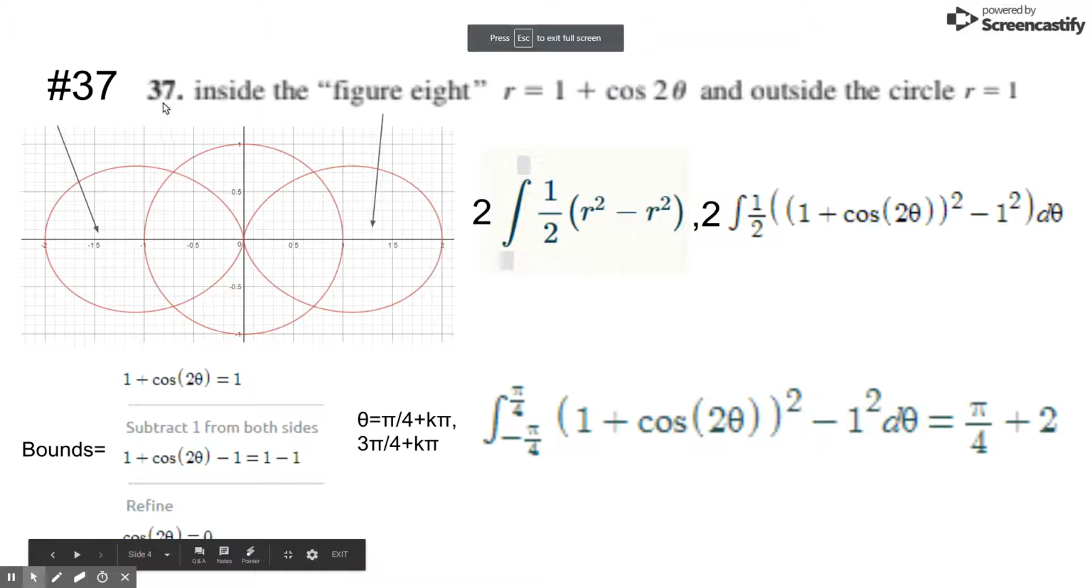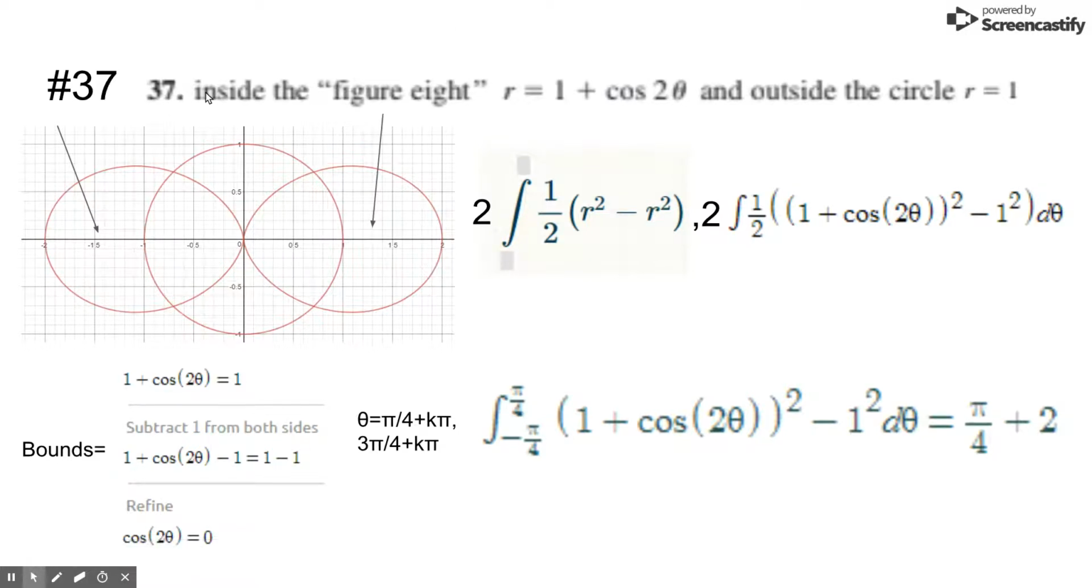Hi there. Question 37 of the Chapter 10 Polar Review asks us to find the area inside of the figure 8 of r equals 1 plus the cosine of 2 theta and outside of the circle r equals 1. One of the first things I would do is try and get a visual of what this looks like. I would do this by graphing it on my calculator. It ends up looking like this really weird shape right here.